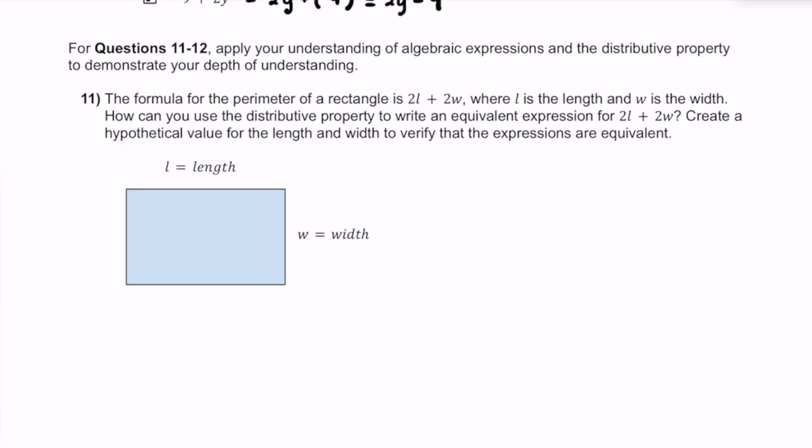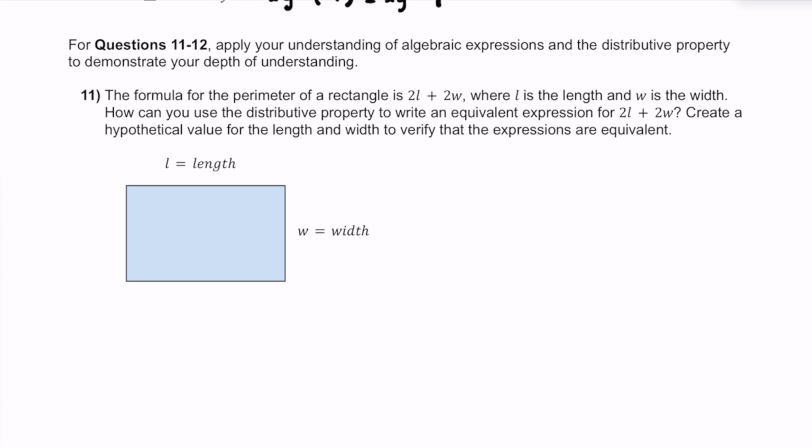All right, let's try 11 and 12, last couple problems here. We're going to apply our understanding of algebraic expressions and the distributive property and see how well we're understanding this concept. So the formula for the perimeter of a rectangle, that's all the way around the outside, if you're adding this side plus this side plus this side plus this side, is going to be this formula 2L plus 2W.